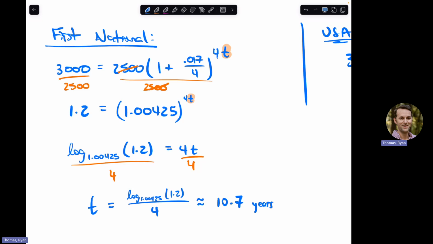Sorry, the white noise from the thing is at exactly the same frequency as. So about 10.7 years.